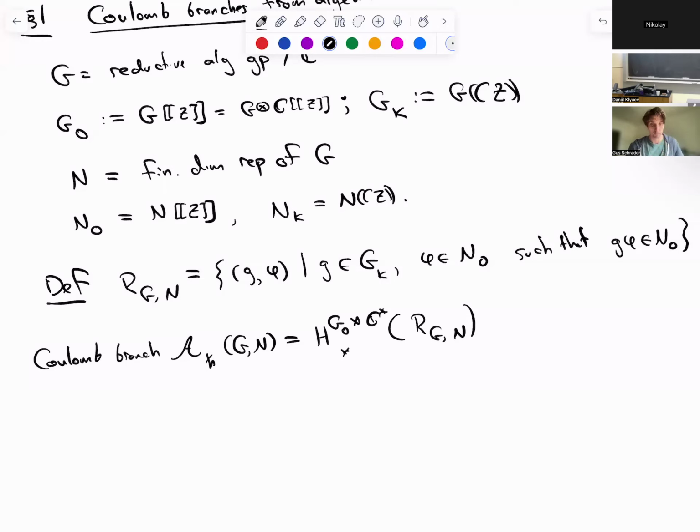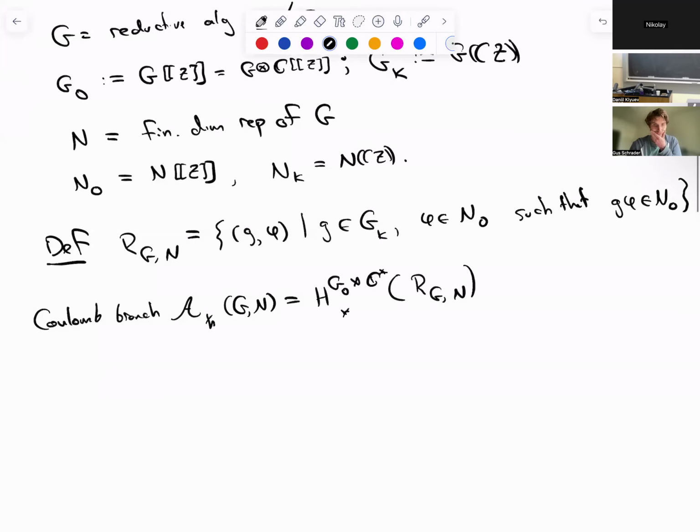And here, the C star action comes from the loop rotation. So it acts on the variable z mapping to h-bar z. And we can rewrite this. Should you mod down by G_O and then by G_O? I take the G_O equivariant homology instead. No, there are two actions, one on the left and another on the right. Okay, great, thank you. I'm going to then write it as the class of (g, phi) where you mod out by the G_O action on the right. Thank you.